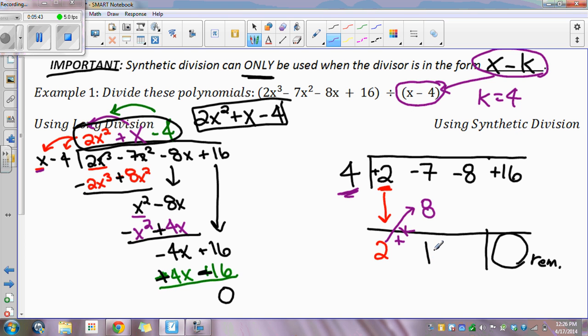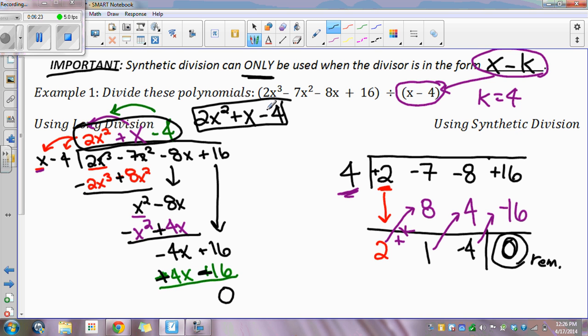Once again, we're going to keep drawing another diagonal arrow. So we multiply it by 4. 4 times 1, or 1 times 4, is 4. Add up the column. Negative 8 plus 4 is negative 4. Last time, multiply by 4 again, multiply by k. Negative 4 times 4, sorry, is minus 16. And when you add up that column, 0 is your remainder, which is good because we know we got a 0 for a remainder when we did the problem with long division.